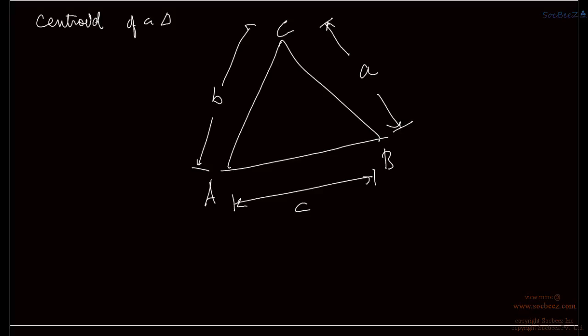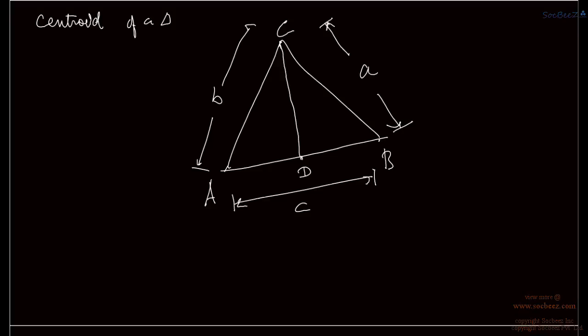So what is the centroid of a triangle? The centroid is the point of intersection of the medians of a triangle, the point of concurrency of the medians. Concurrency means where more than two straight lines meet. A median of a triangle is the line joining a vertex to the midpoint of the opposite side. So this is a vertex and the midpoint of this side is, say, D. So the line joining them, CD, is a median.